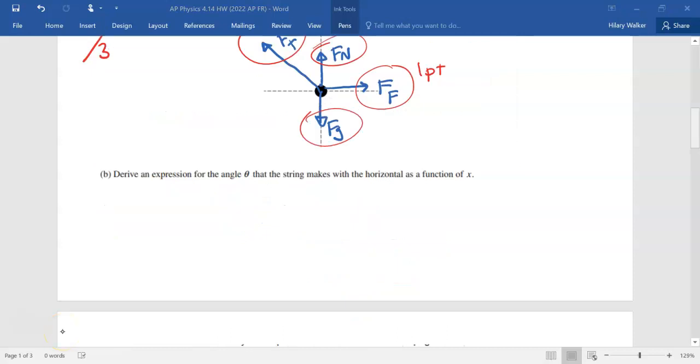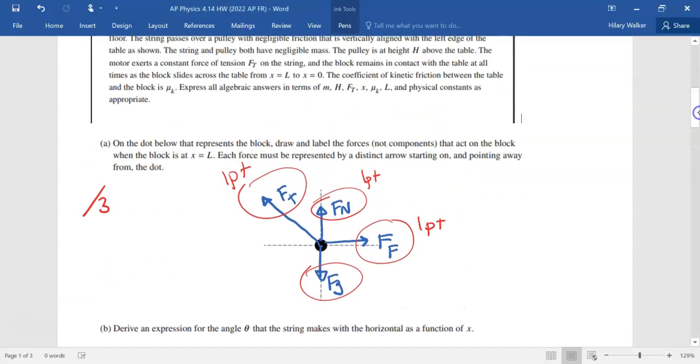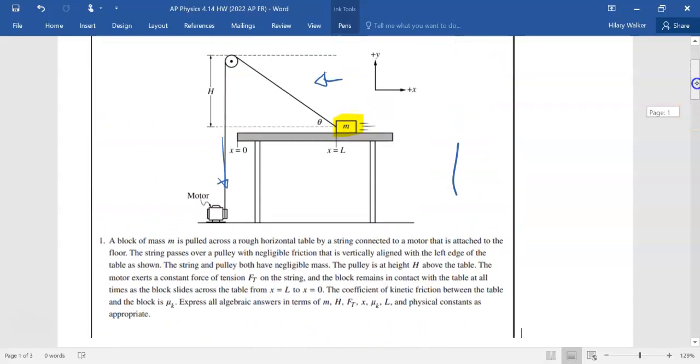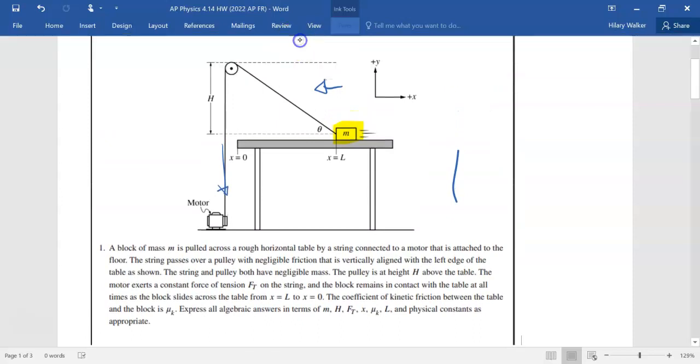Okay, so for B, B is a tricky one. We want to find an expression for the angle theta that the string makes with the horizontal as a function of x. So let's go ahead and look back at this picture. We want to find something dealing with this angle theta. X is the distance it moves here. Okay, interesting. Let's look at what we know. And this is the height of it right there.